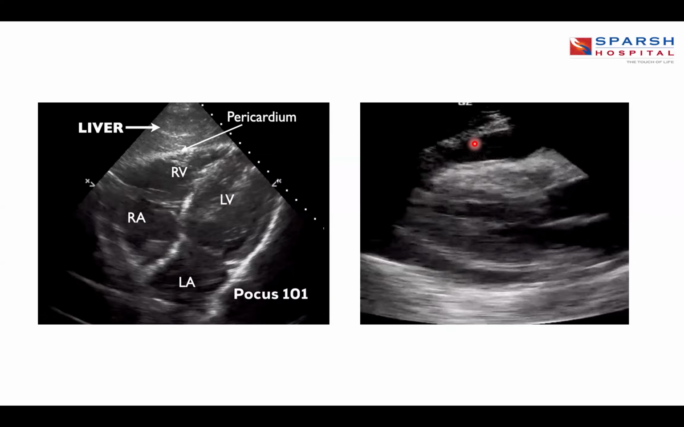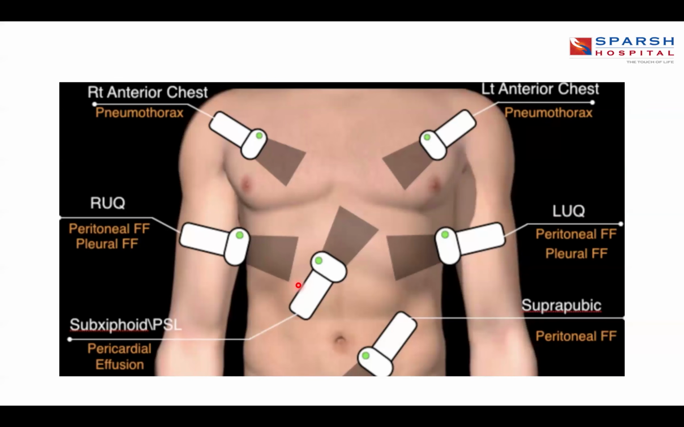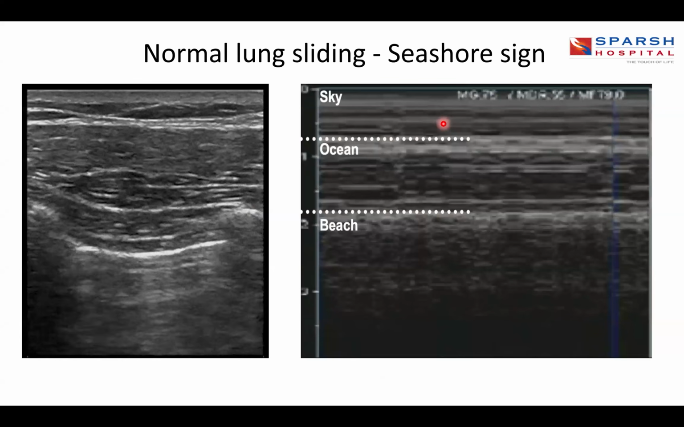Extended FAST is nothing but covering the chest along with the abdominal findings. So that is standard FAST with bilateral lung assessment. In this, you are also looking at hemopericardium, pneumothorax, or cardiac tamponade. In extended FAST, two views are added, that is the left anterior chest and right anterior chest. In this, you are using the linear probe, or the one that you refer to as the vascular probe. Here, you are not using the curvilinear probe.